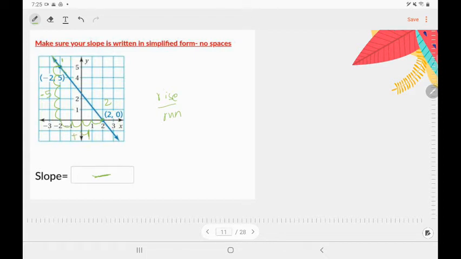I go to write my fraction. Remember, rise or up and down is on top. So -5 finds its way on the top and +4 finds its way on the bottom. And remember, don't write any pluses. We simplify our answer to -5/4. And that would be my answer.